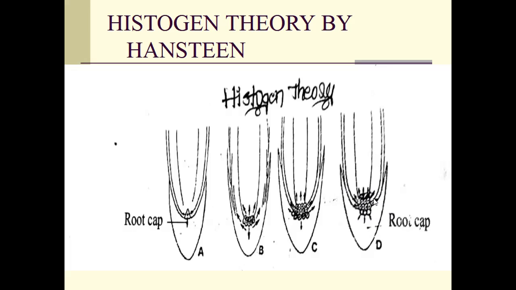And the third tier of histogen tissues develops into periblem. It develops into cortex of root. And the upper tier of histogen tissues develops into plerome. It develops into the vascular portion of root. This is applicable for monocots.